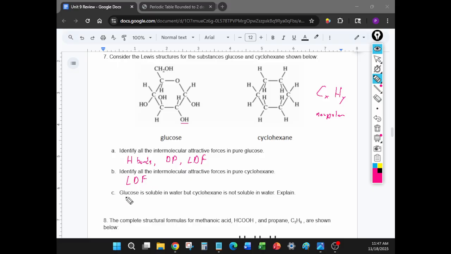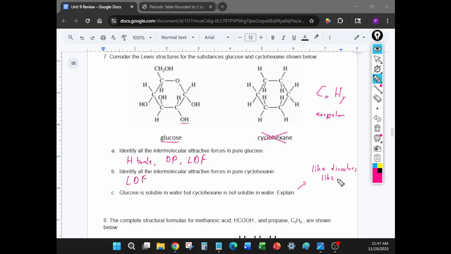Okay. Now, it's saying that glucose is soluble in water, but cyclohexane is not, and it's asking you to explain. I mentioned it very briefly in the video, so you might have missed it if you weren't paying attention, but there's a phrase that has to do with solubility in this unit, and it's pretty important, so if you don't know it, jot it down: like dissolves like. What that means is polar stuff dissolves in polar stuff, non-polar stuff dissolves in non-polar, but they don't mix with each other.